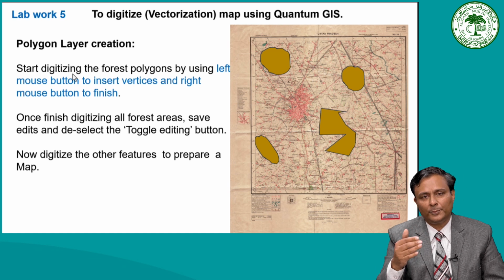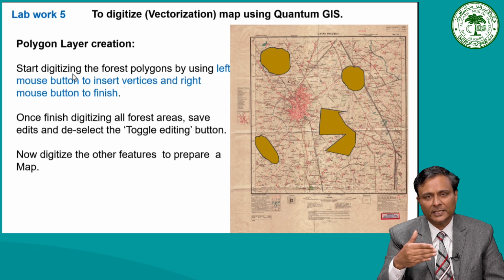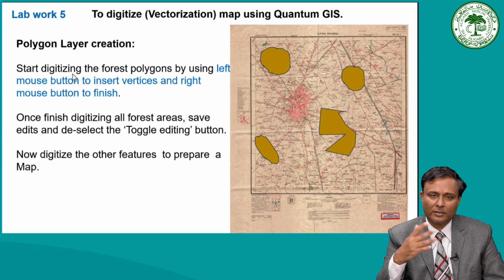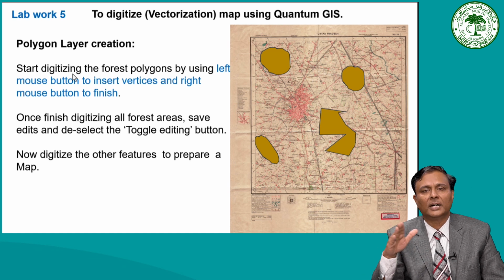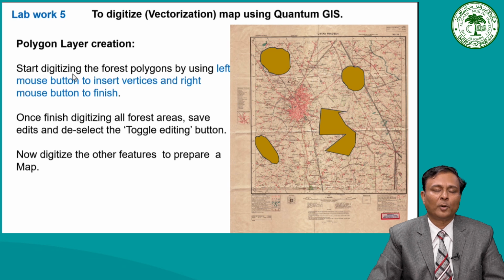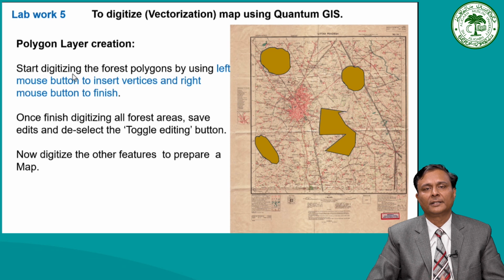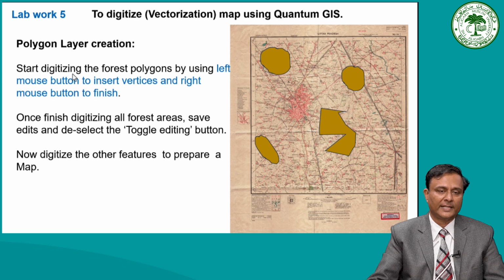As I am saying, when you are digitizing, you would learn that you need to start from one side, either in a clockwise or anti-clockwise direction, and keep on moving from one point to another and complete the polygon at the same point where you started, and then right click, and that way the polygon would be created. Then you need to insert the different attribute information which you want. So that is the basic principle of digitizing a polygon.